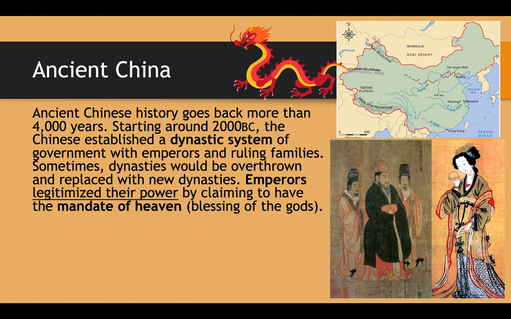And sometimes dynasties would be overthrown and replaced with new dynasties. So it's not like there was one ruling family for 4,000 years. Oftentimes, dynasties would fall from power, and new dynasties would overtake them. And emperors had this issue of, how do I legitimize my power? That's really an issue that a lot of rulers have throughout history.